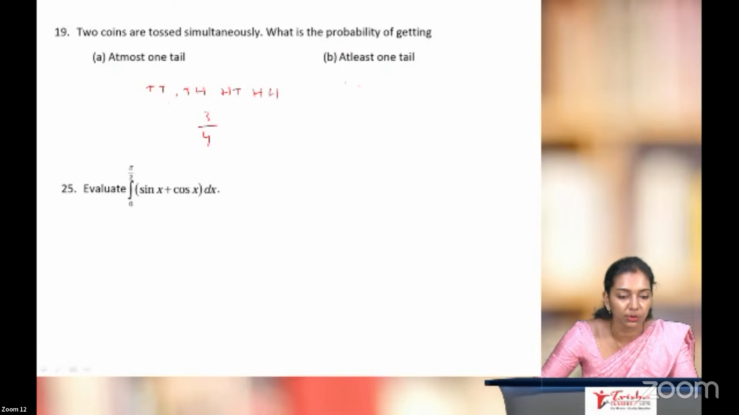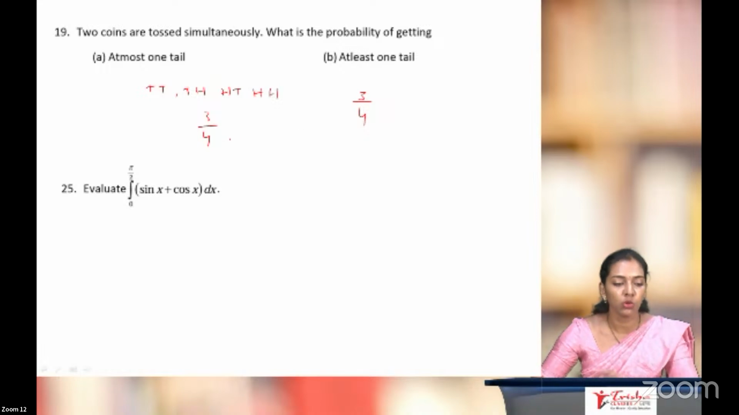Next, at least one tail. Minimum is one tail should be there. Minimum one tail. Okay. So minimum one tail. So 1, 2 option. But you can have more than one. 3. Again it is 3 by 4. So at most is maximum, at least is minimum.